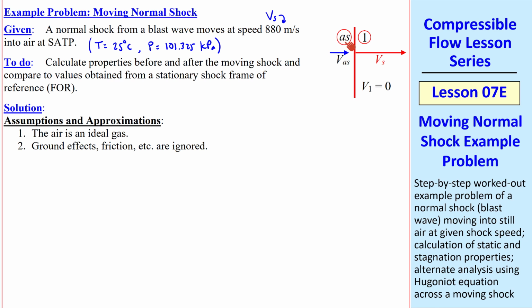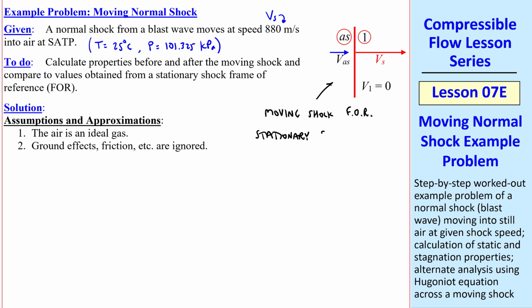Notice here that I label AS, aftershock, as the region behind the moving shock, so the speed there is VAS. V1 of course is 0 since the air here is stationary. The shock is moving from left to right. We make the standard approximations: ideal gas, and we ignore ground effects and friction. What I've sketched is the moving shock frame of reference.